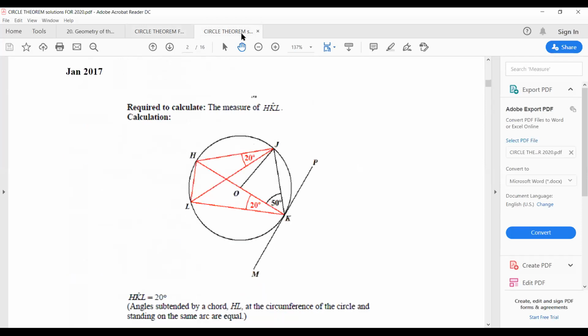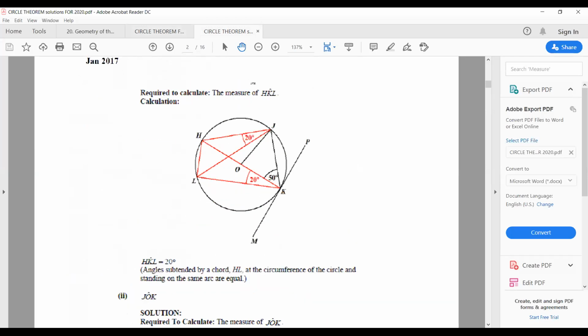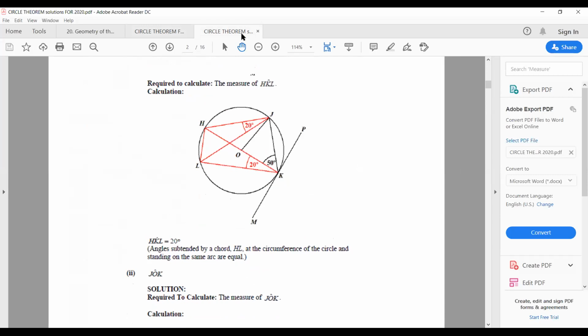So here we were given the original diagram, right? Sanjay, so your 50 is incorrect. We have to find K, the angle K. So remember, the angle subtended by a chord, which is HL, this is the chord here, at the circumference of the circle and standing on the same arc. That is the rule that we're going to use.